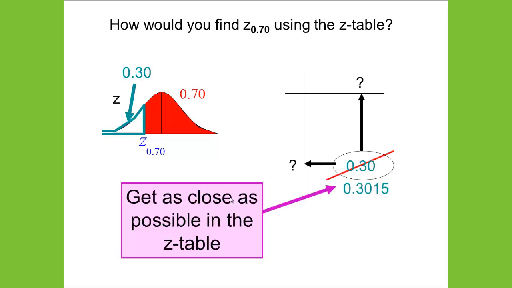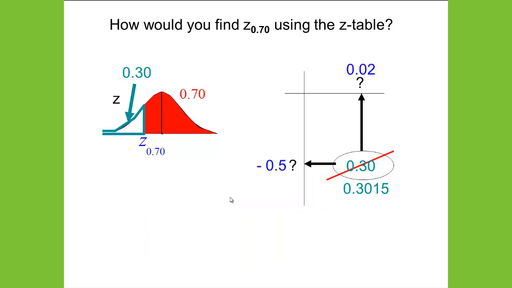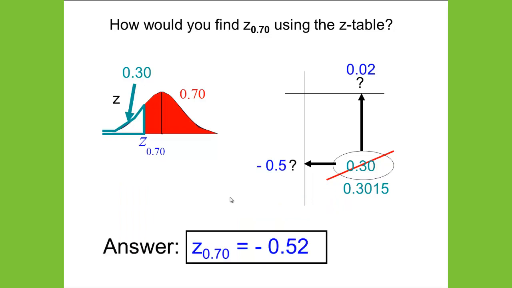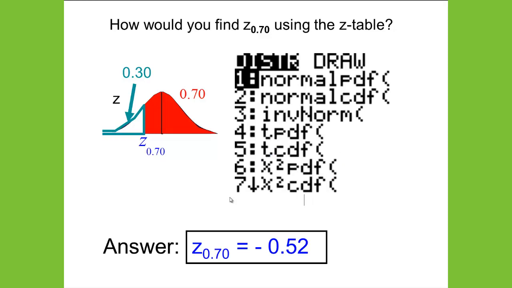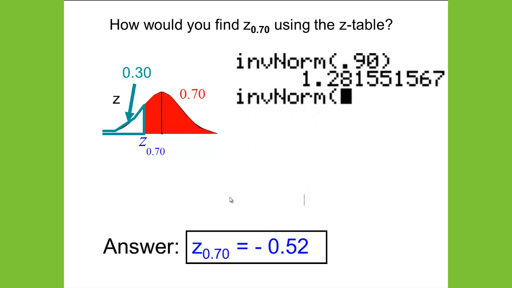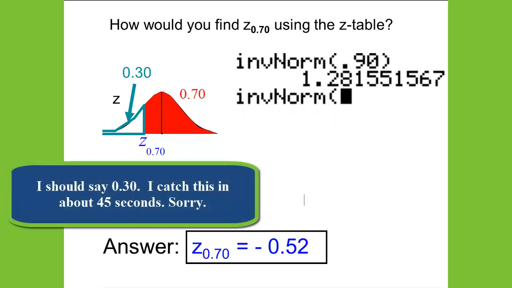The closest value would be 0.3015, which would give us negative 0.52. If we're using our calculator, you would go second, distribution, inverse norm, negative 0.52, and then enter.